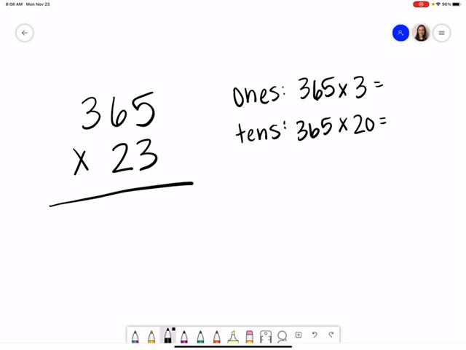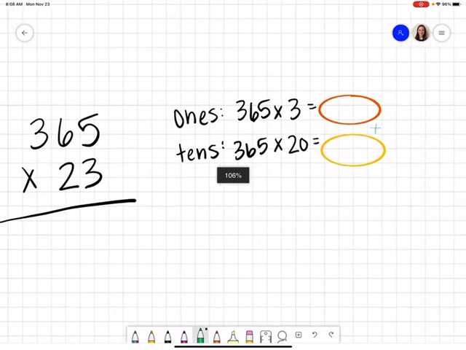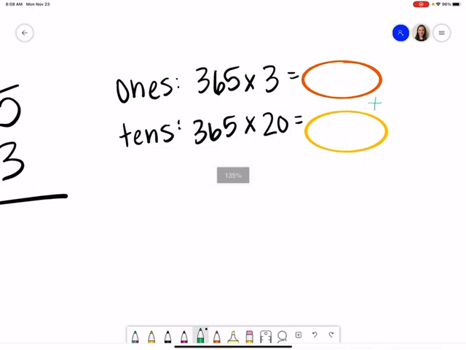Okay? And like we talked about, we could find the answer for this, find the answer for this, and then add them both together to get our final answer. And if you want to do that quickly, you can. Okay, so I'm going to just fill in our answers. So 365 times 3. Remember, I'm going to do this super fast, so go ahead and pause the video to get these two answers and then check it with mine.